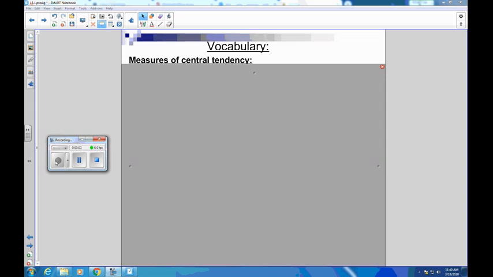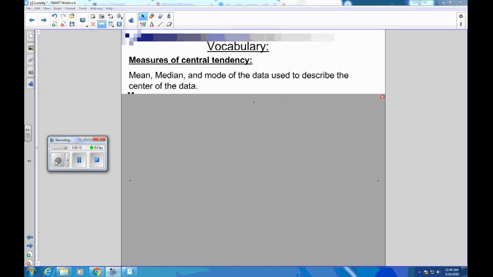All right, our next lesson is 13.1, which is measures of central tendency, which is going to be mean, median, and mode. Most of you have heard of these before, I hope. So hopefully this is just a review, but we're going to go through this together.